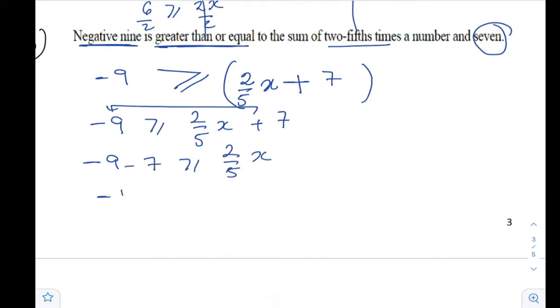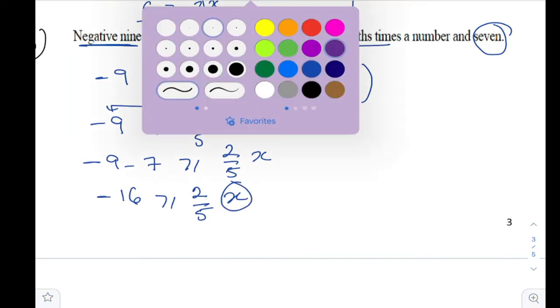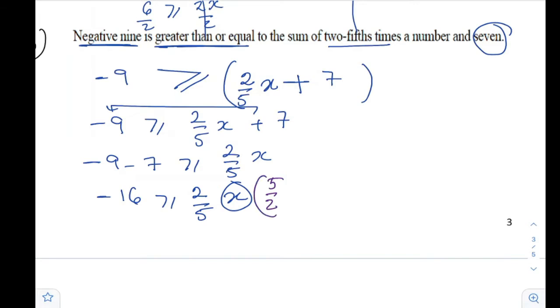Minus 7 minus 9, minus 16 more than or equal to 2/5x. Now we want the x alone, remember? So we will multiply by the reciprocal. We multiply by the reciprocal so that we get rid of that fraction, and then we will have x alone.